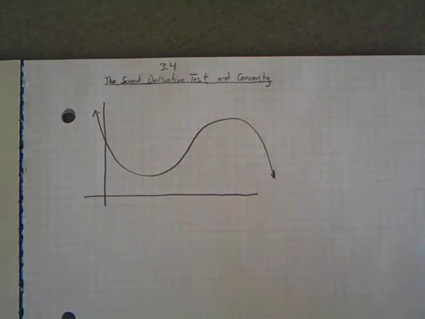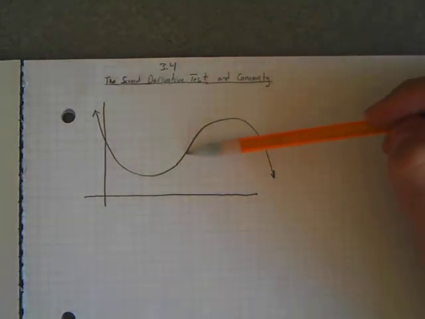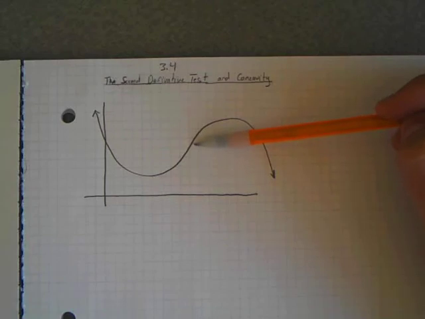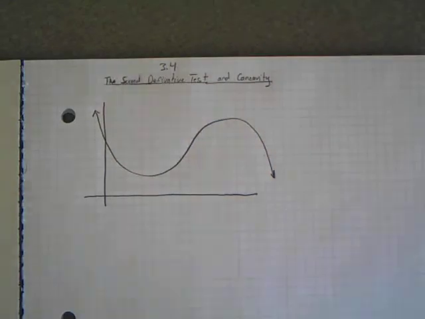This function from here to here is concave up. Something happens at this point where it changes concavity, and now it's concave down. You imagine a change in concavity as where one valley ends and the hill begins.